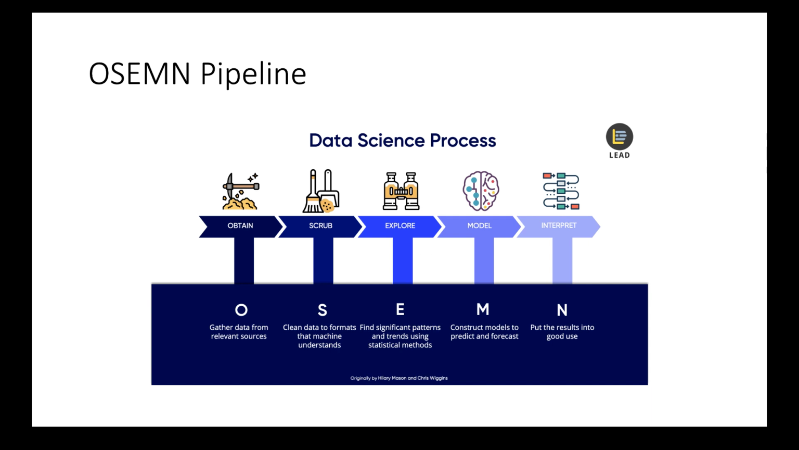Now, the OSEMN pipeline is not especially different than other data science life cycle kinds of models, right? And basically, the OSEMN is obtain, scrub, explore, model, and interpret. Now, I'm going to tell you right now, you're going to spend the huge majority of your time on most data science projects on the obtaining and scrubbing component of this.